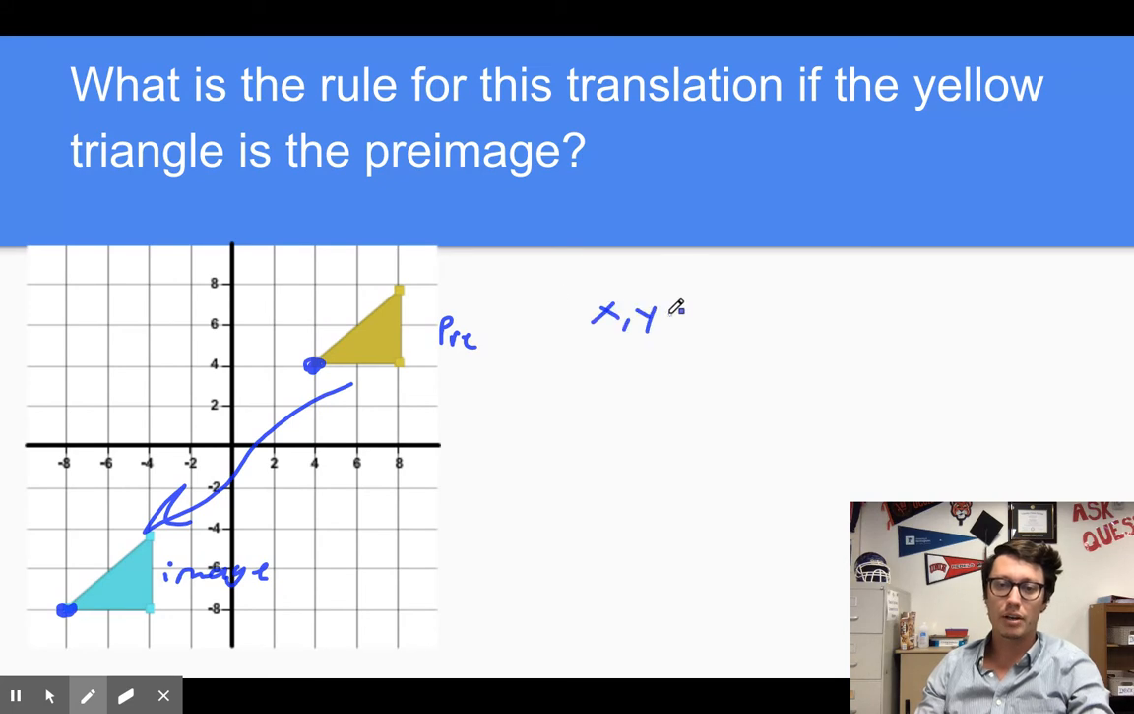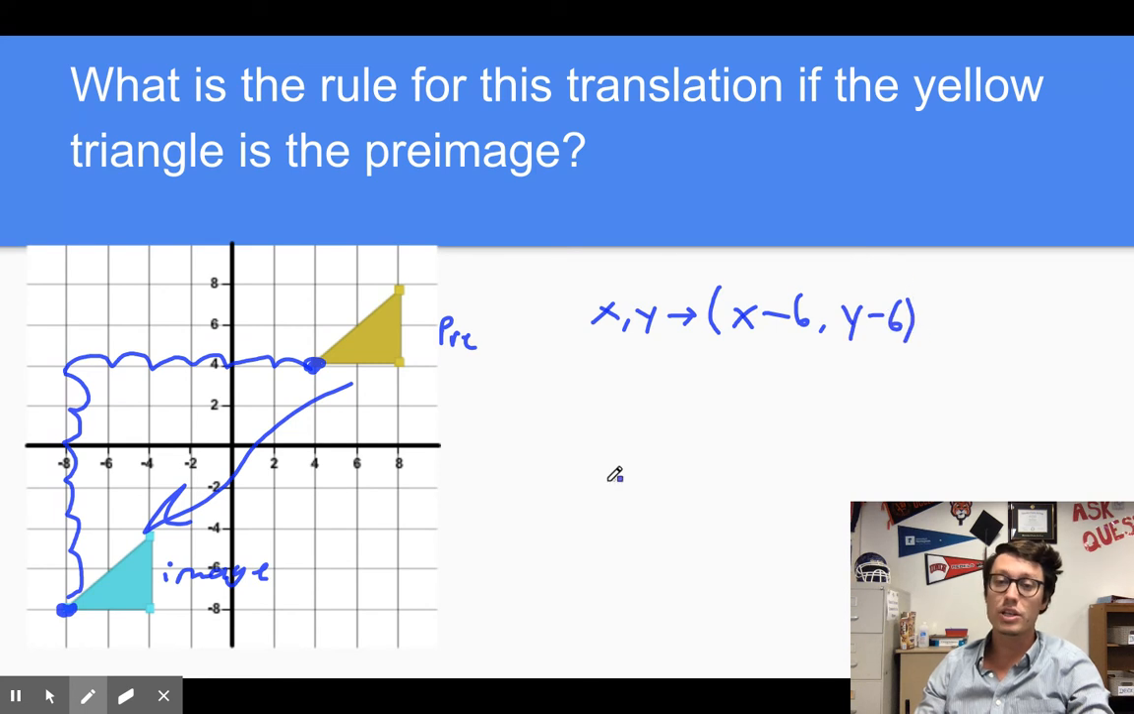So let's count them out. XY is changing to, in the X direction, are we going right or left? We're going left. 1, 2, 3, 4, 5, 6, and we went left, so that's negative, so x minus 6. Now y, are we going up or down? Down. 1, 2, 3, 4, 5, 6. We went down 6. Is that positive or negative? That's y minus 6.